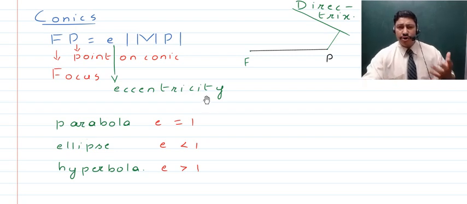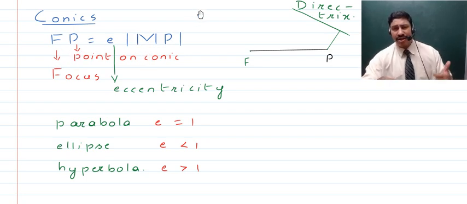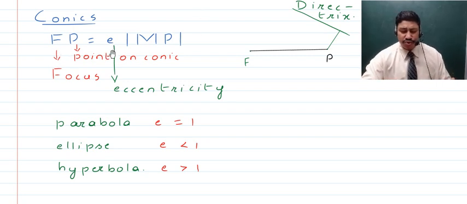When we talk about a conic, it is actually a curve which has been obtained by a cutting plane when it cuts across a double cone, one with two nappes, right? And the equation which every conic follows, that is a parabola, an ellipse, or a hyperbola, is FP is equal to e times of mod of MP.